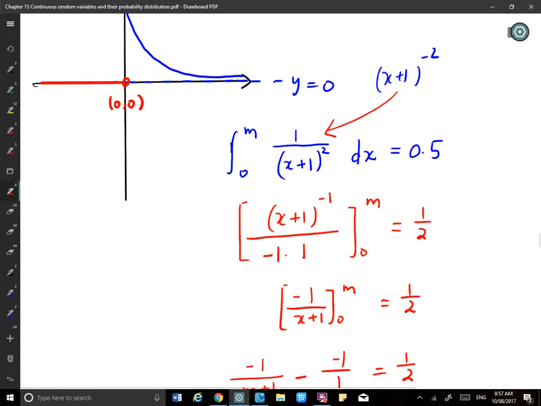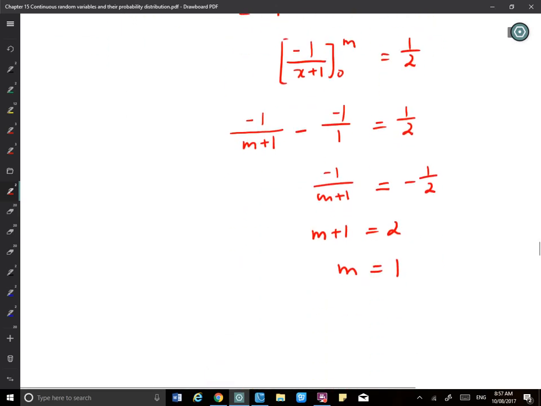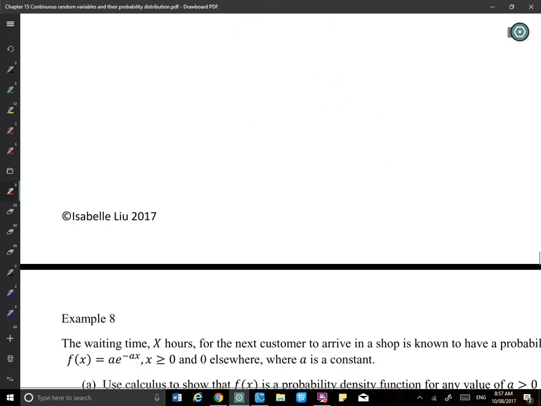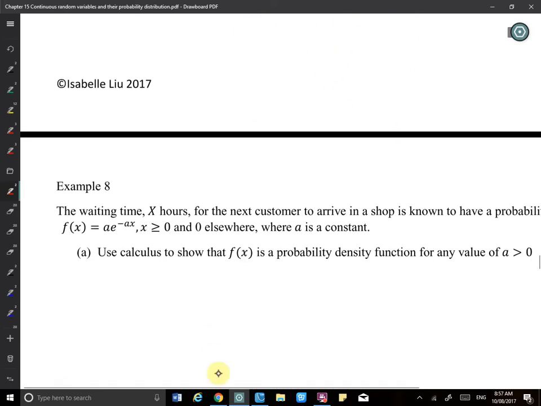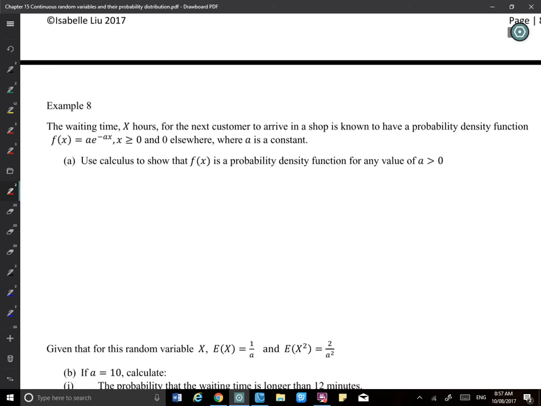Alright, then I will show you another question. Okay, I'll show you another one. Okay, this question is very interesting. You can see a lot of exercises in the textbook about this function.